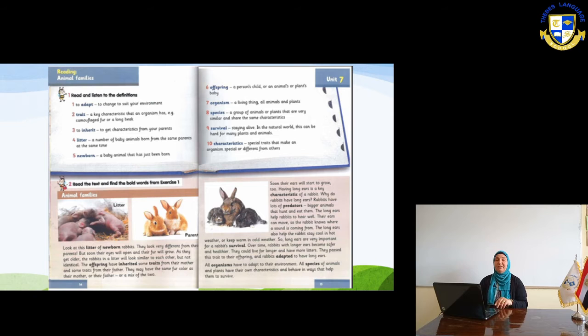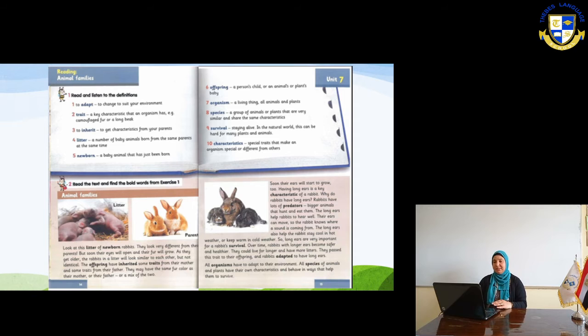Long ears are very important for rabbit survival. Over time, rabbits with longer ears become safer and healthier too. They could live longer and have more litters. They passed that trait to their offspring, and rabbits adapted to have long ears.